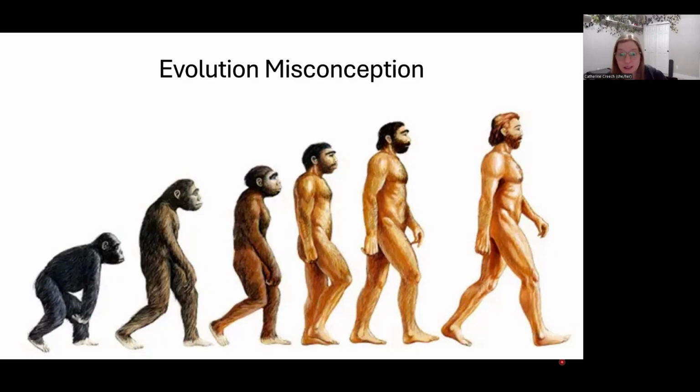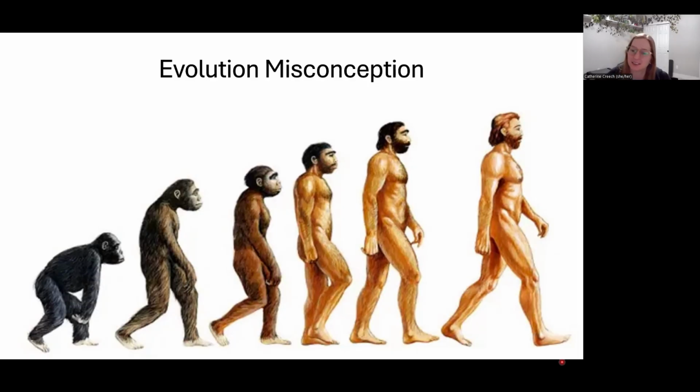Something else that I see that I think is problematic is this is a progression toward whiteness. There's no reason that this person has to be getting whiter over time. So that's another issue with evolution. Evolution is often used to promote racist ideas. And so we're not going to let that fly in this class, and we're going to call it out when we see it.